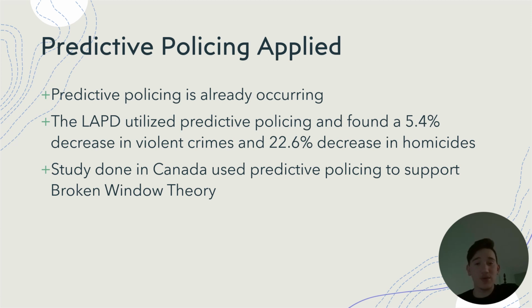What they found is that there was a 5.4% decrease in violent crimes as well as a 22.6% reduction in homicides. On top of this, there was a study in Canada that used crime mapping to support broken windows theory and to predict property crimes.